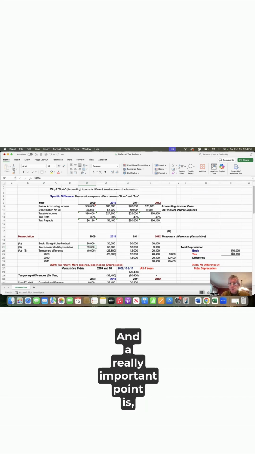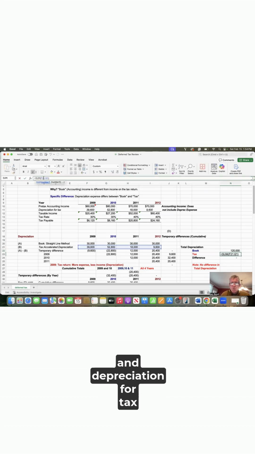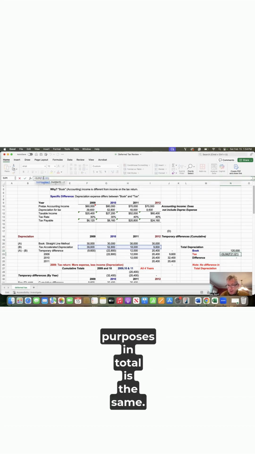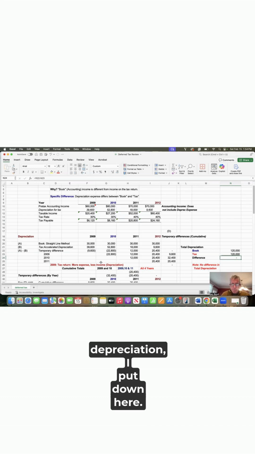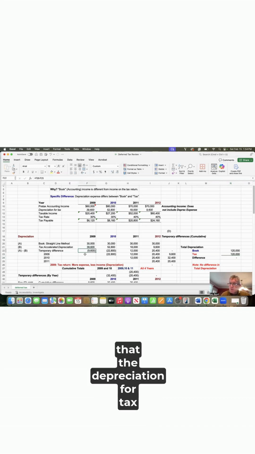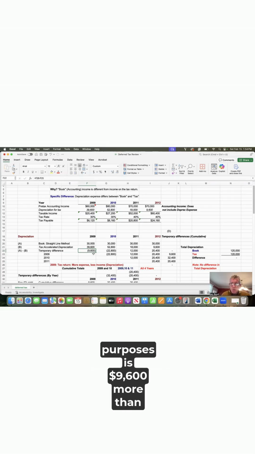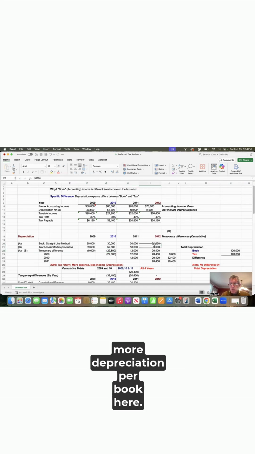A really important point is that when you add it all up, depreciation for book purposes and depreciation for tax purposes in total is the same. It's $120,000. No difference in total depreciation, as I put down here. So let's just take 2009. In this case, we have a temporary difference: the depreciation for tax purposes is $9,600 more than it is for book purposes. It's an even bigger number in 2010. Then it reverses, where we have more depreciation per book.